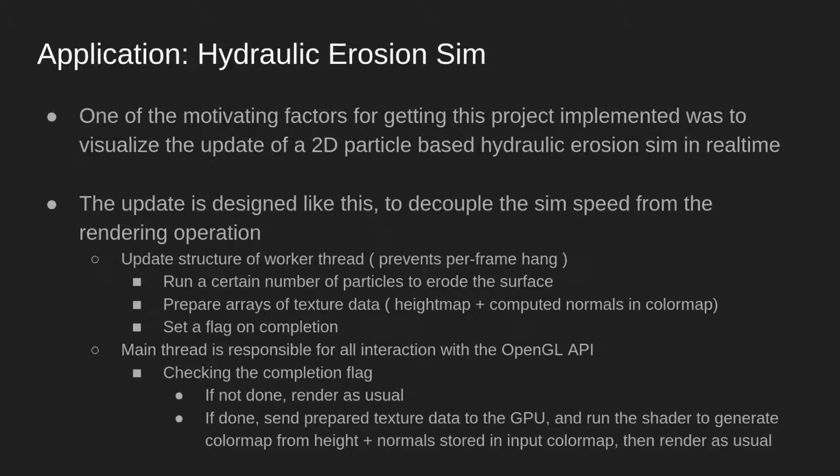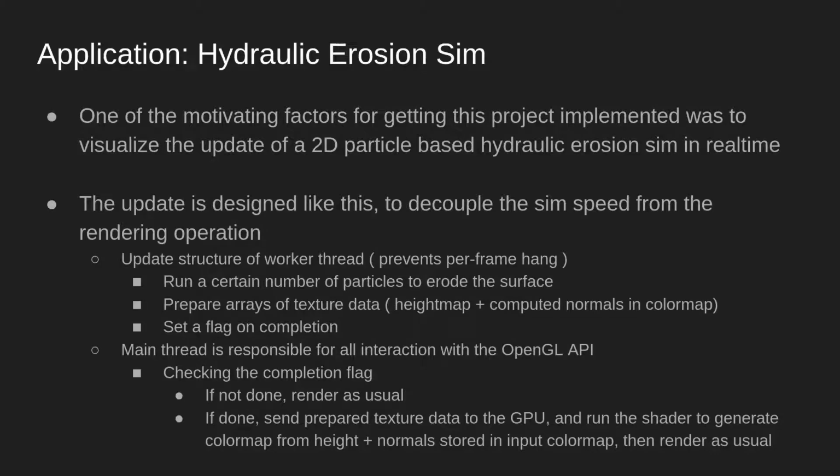So the main thread checks to see if it's done. If it's not done, you're just going to do a regular render pass with the existing data. If it's done, then you have new data to send. It is a glTexImage2D call to send that Uint8 buffer straight to the GPU.